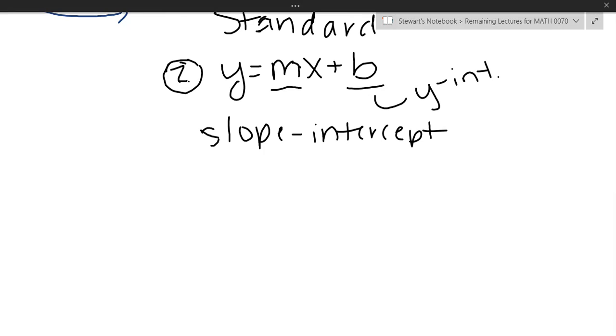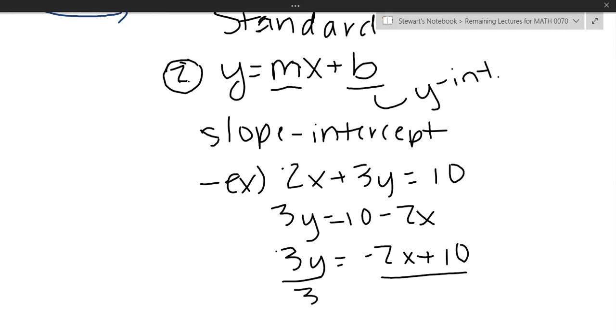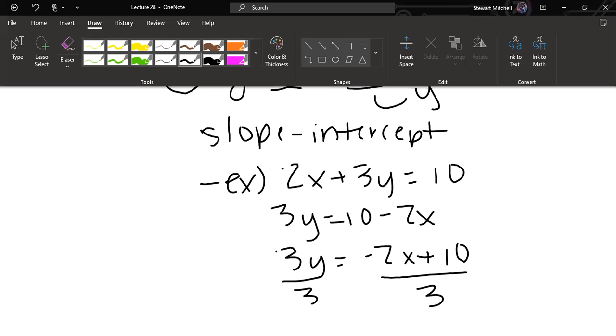And in this form, essentially, you're solving the linear equation for y when you go into slope-intercept form. So if we use the same example of 2x plus 3y equals 10, we need to solve for y. So we'd have 3y equals 10 minus 2x. So 3y then equals negative 2x plus 10, just to keep it in that form that we want. And now the last thing we have to do to get y by itself is divide everything by 3.